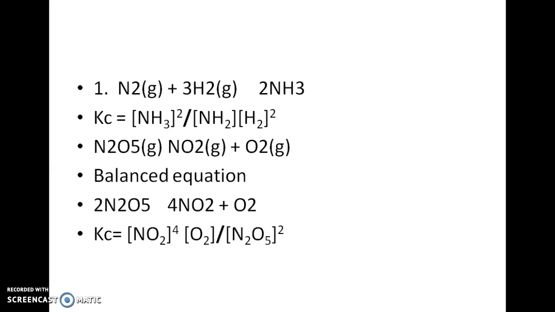If you take the example of the formation of ammonia from N2, one mole of nitrogen plus 3 moles of hydrogen giving 2 moles of NH3, Kc is equal to the active mass of NH3 raised to the power of 2 divided by the active mass of N2 times H2 cubed. If you take the example of N2O5, a similar expression can be given for the balanced equation.